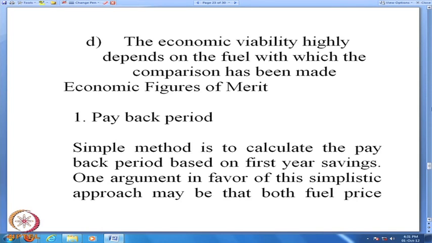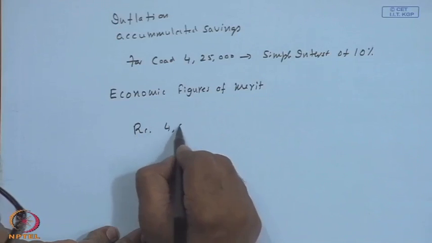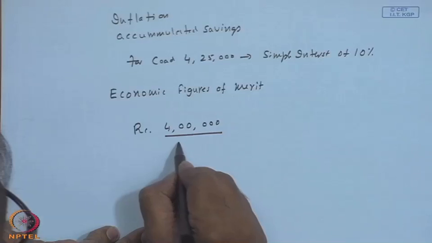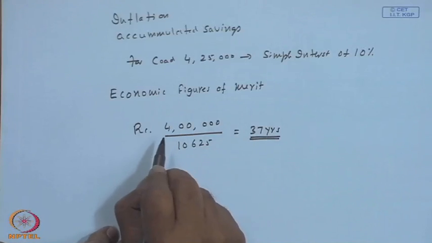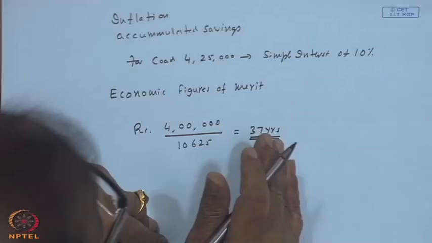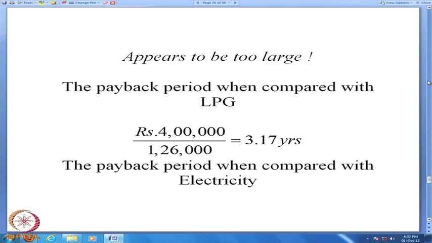As I said, that simple method is to calculate the payback period based on first year savings. One argument in favor of the simplistic approach may be that both fuel price change and interest on the investment may nullify each other at least to some extent. Accordingly, the payback period when compared with coal will be Rs 4 lakhs, the system cost, by 10,625, which comes to 37 years, which is more than the expected 20 years of lifetime or whatever we have assumed. These are the orders of magnitude. It appears to be too large, it is surprising. I will check myself once again.